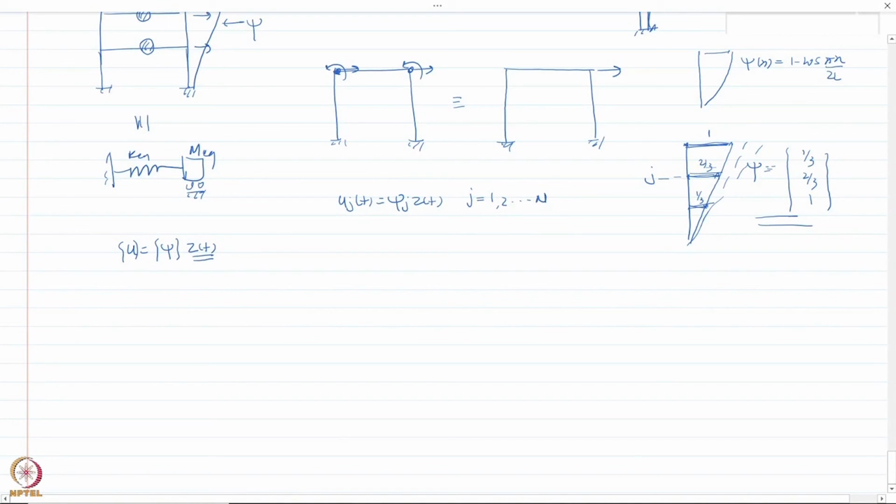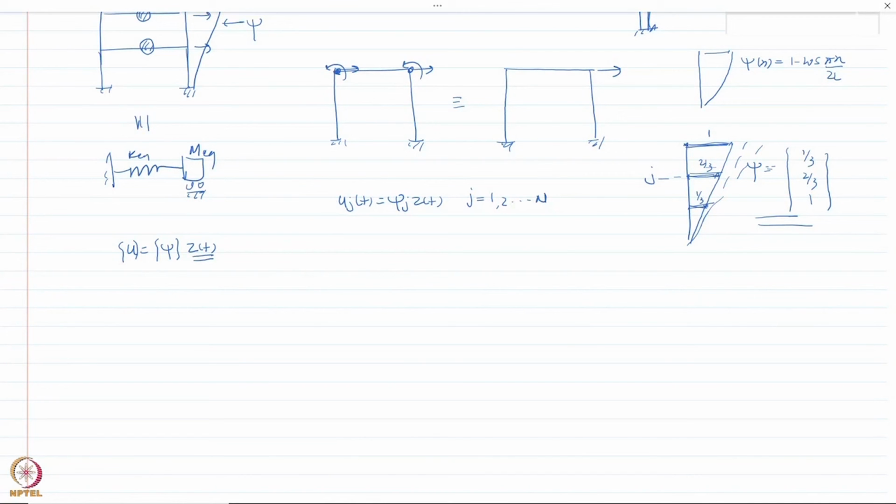This is somewhat similar to what we have already done, so I am not going to repeat the whole derivation. I am just going to write down the final expression for the mass equivalent and the K equivalent.